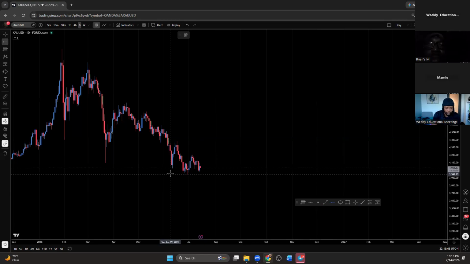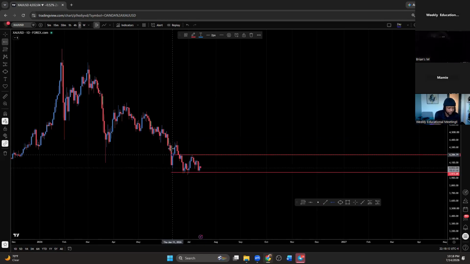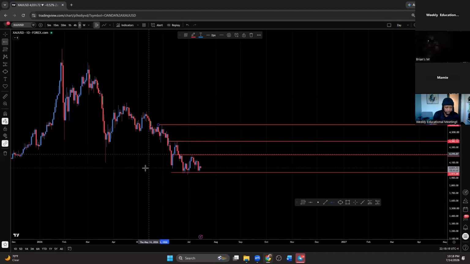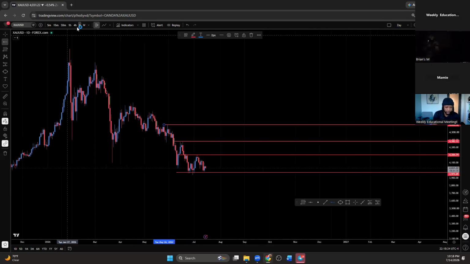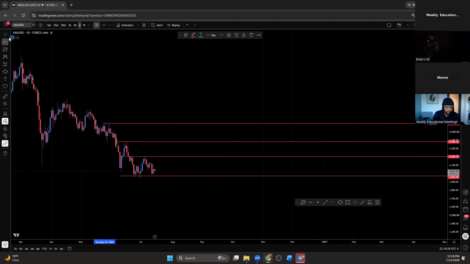I'm going to easily just draw a support here, resistance here, resistance here, and then a resistance here. All right. So based off of this right here, I'm already knowing I'm in a downtrend. I know these are lower highs. I want to scale down. I'm not necessarily scaling down yet.